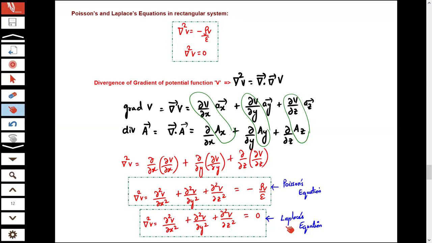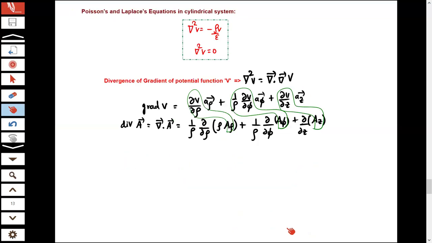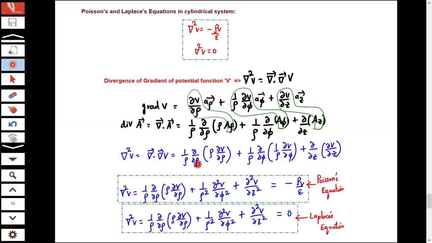Similarly, we can write the expression for Laplacian or divergence of gradient of potential in cylindrical system and spherical system as well. So we have the gradient formula for cylindrical system and divergence formula for cylindrical system. If we apply the rho component, phi component, and z component corresponding to this, we can get del square function as given here. We can equate this to minus rho V by epsilon for Poisson's equation and equate this to 0 for Laplace equation.